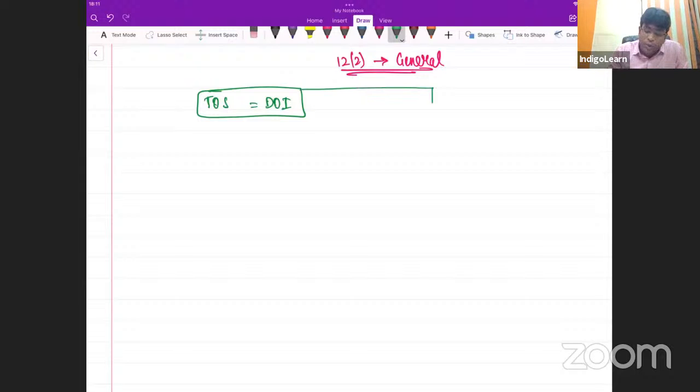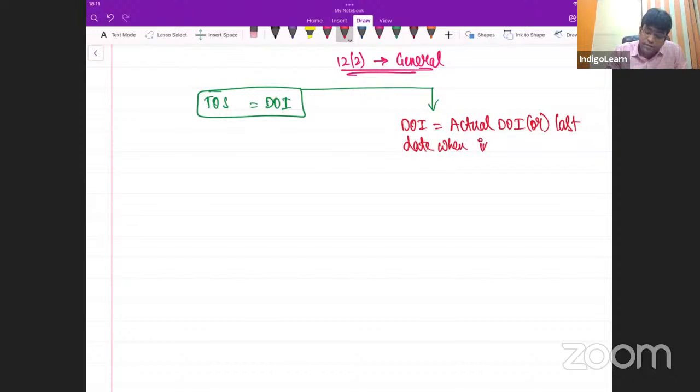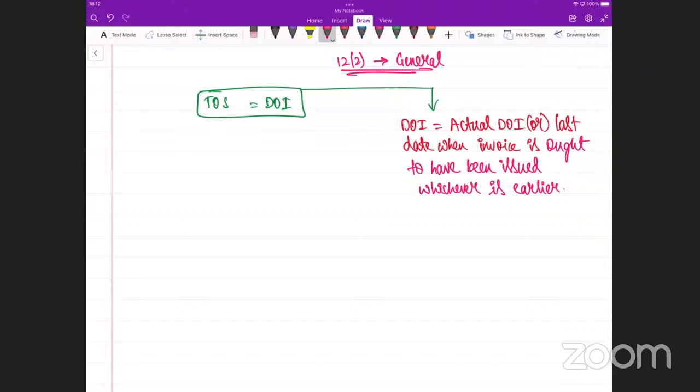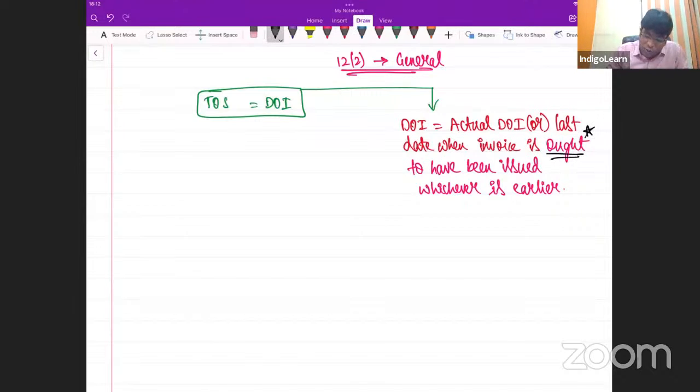And please let me tell you, what is the meaning of this word date of invoice? They clearly specified that date of invoice means the actual date of invoice or the last date when the invoice is ought to have been issued, whichever is earlier. Come on, guys, what is the interesting language used? So when you actually gave the invoice or when you are supposed to give the invoice, whichever is earlier. So the big question that comes is, when is it ought to have been issued?